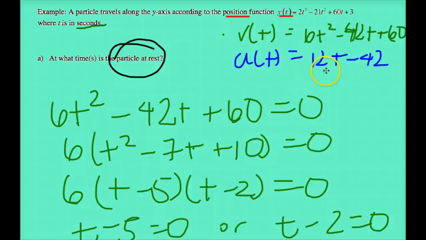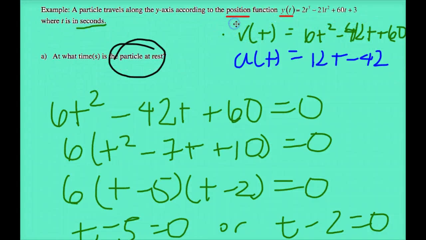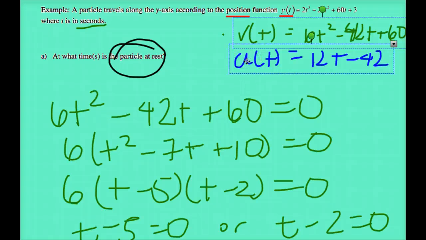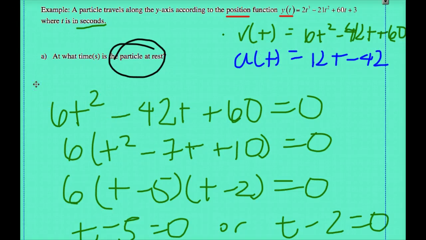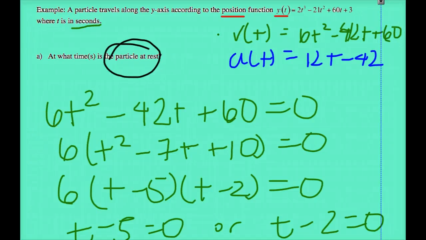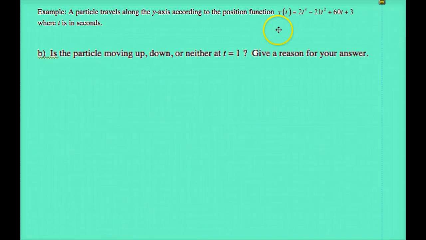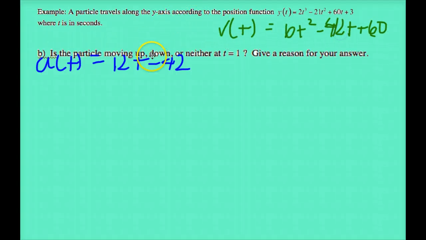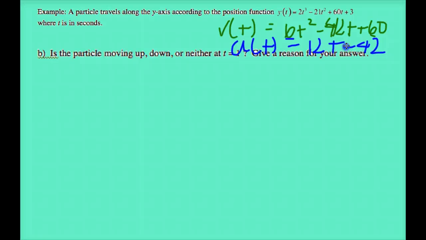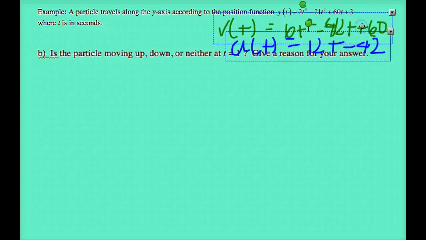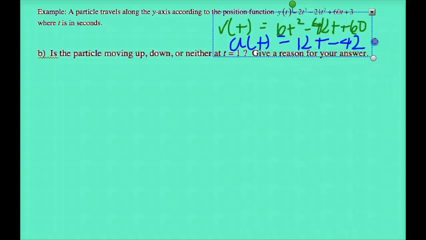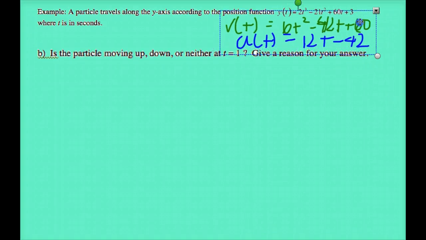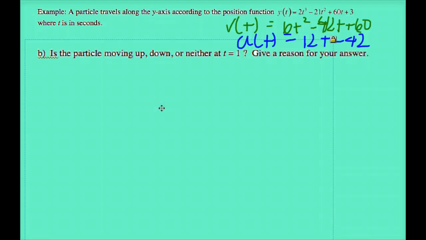So let's go ahead and copy these problems right here, just so we have it on the other side. I'm going to paste this here just so we have an idea of what our velocity and our acceleration is. Let's group them. Let's make it smaller. Sorry for the messy writing. Part B says, is the particle moving up, down, or neither at t equals 1? Give a reason for your answer.